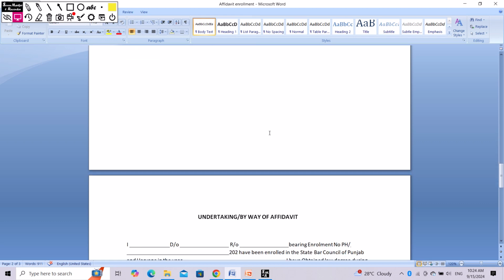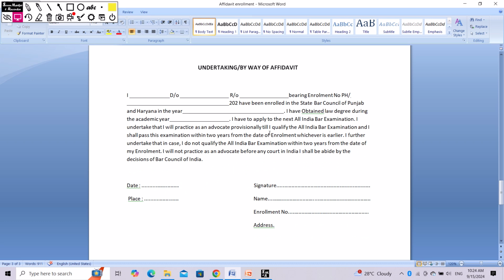The next affidavit is about your AIBE affidavit. It is written here like: I, name, daughter or son of your father's name, resident of your address, bearing enrollment number, have been enrolled in the State Bar Council of Punjab and Haryana in the year. This is all about your affidavit of AIBE.